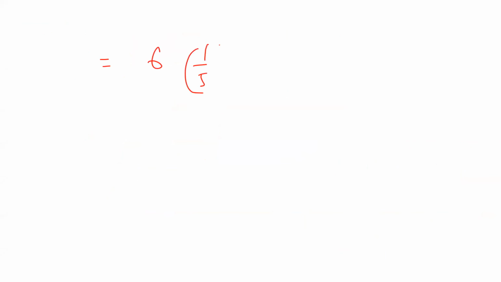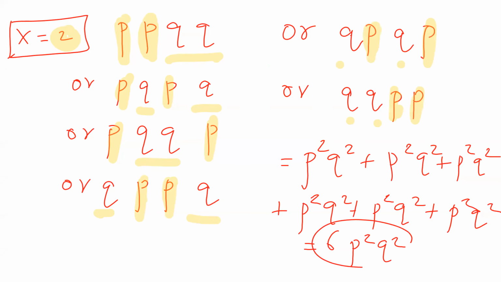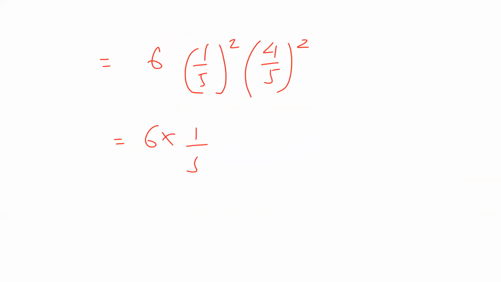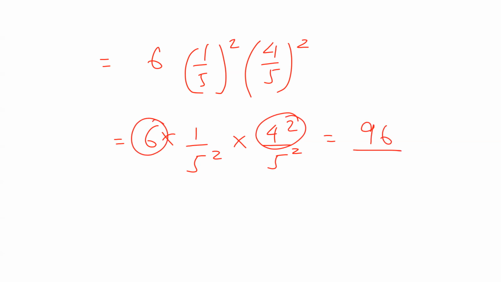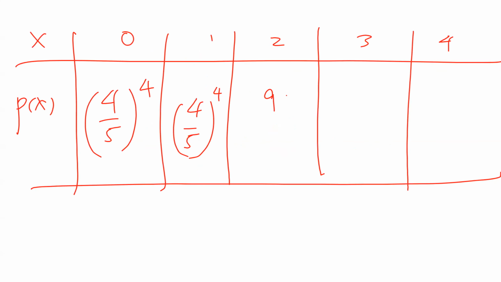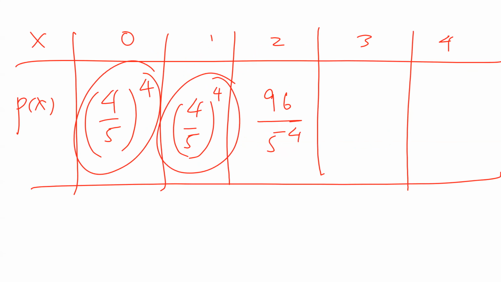6 P square is 1 by 5 the whole square, and this is 4 by 5 the whole square. I'm just putting the value of p and q over here, right? So this is equal to 6 into 1 by 5 square into 4 square by 5 square. Okay, so this is 16 6s are 96 upon 5 raised to 4, you can say. Okay, by the way, you have to just expand this in your solutions. It's not a very huge number.